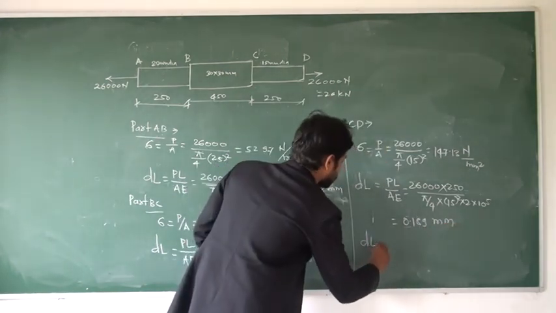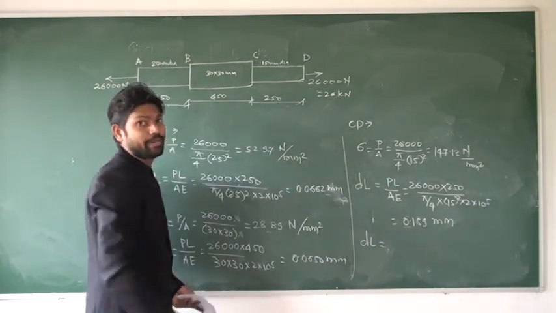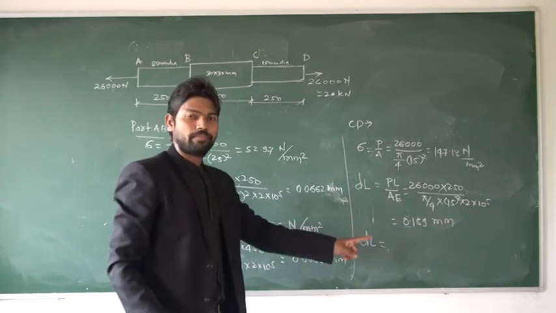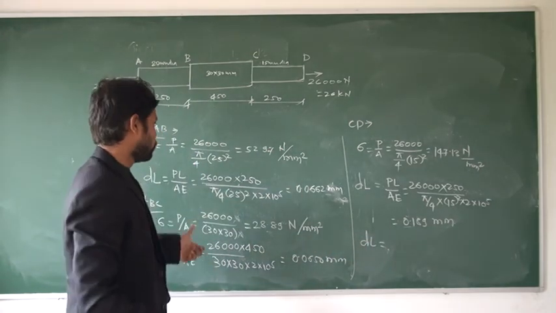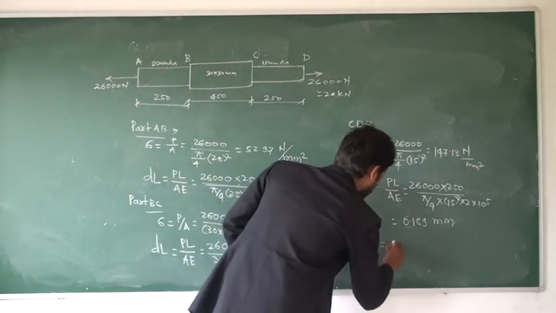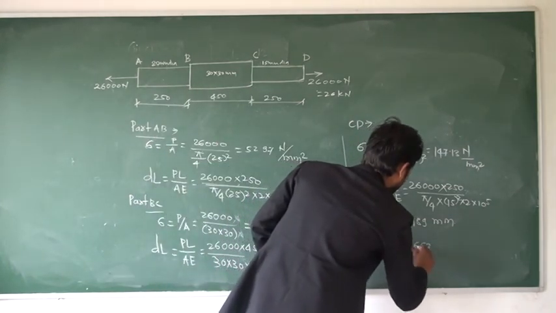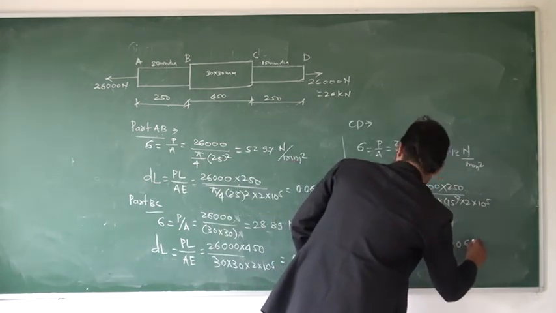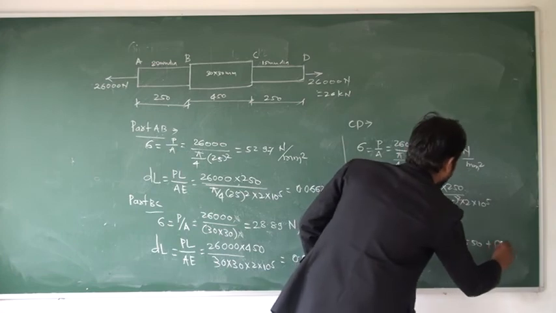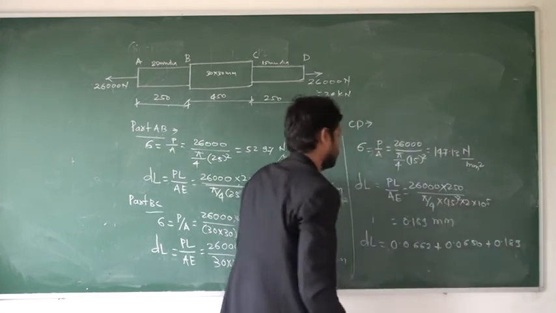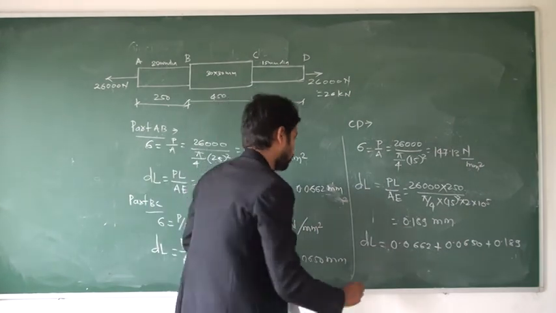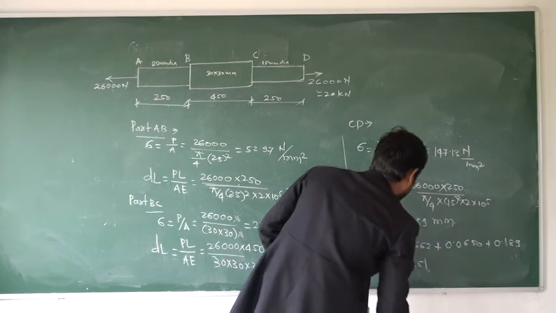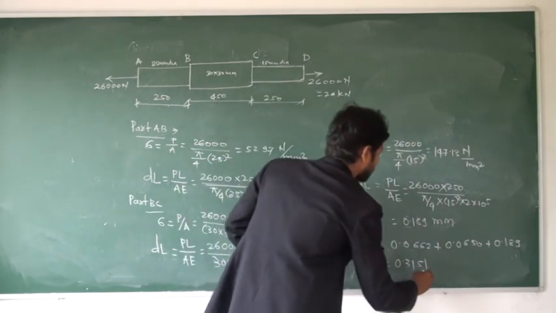So for the total deformation of the whole rod, you have to calculate dl plus dl plus dl. All these are extensions, so you just add all these values. 0.0662 plus 0.0650 plus 0.189. So the total will be 0.315541 mm.